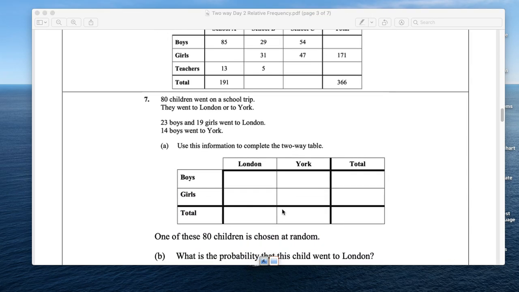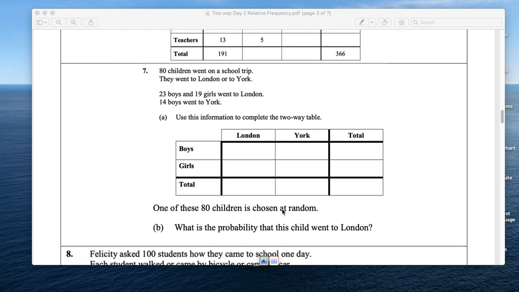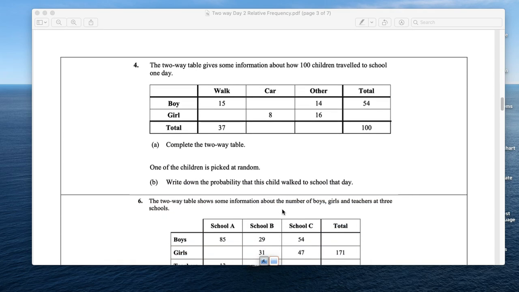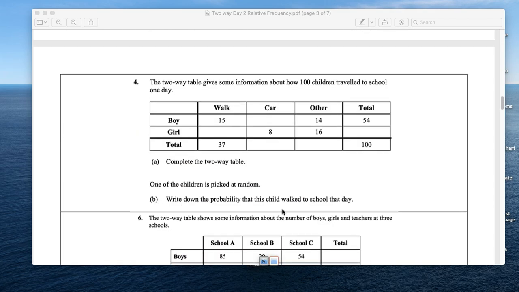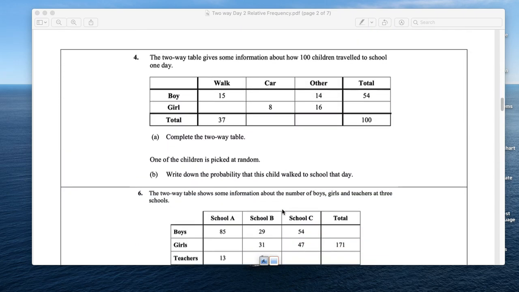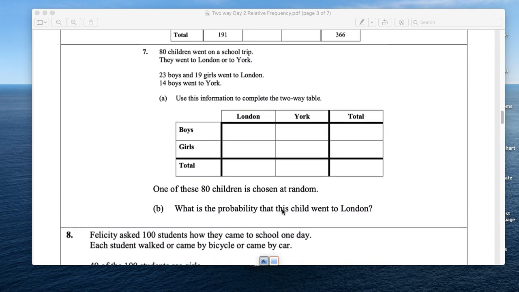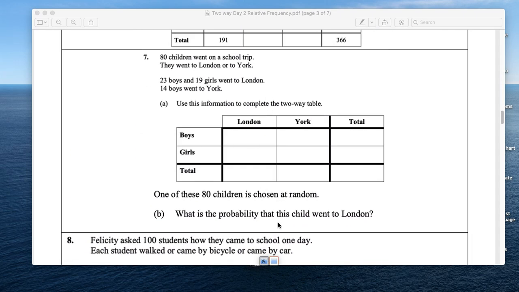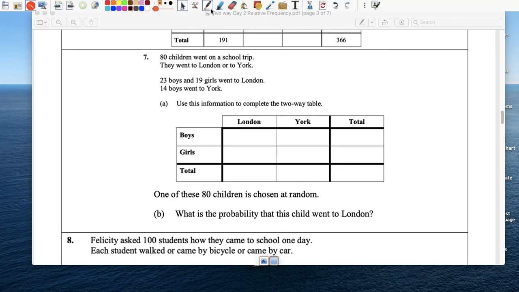Let's see if this one is a little bit more entertaining. This one looks like a repeat. Is it? I'll do it anyway. This says 80 children on a school trip. Nice. They went to London or York. 23 boys and 19 girls went to London. Okay. 19 girls, 23 boys. We can automatically put a 42 over here.